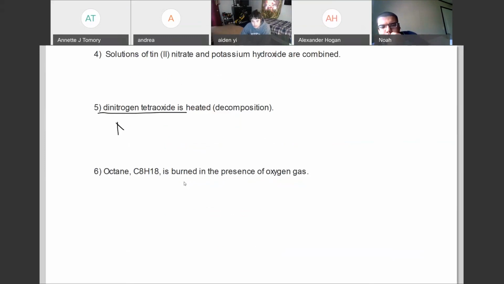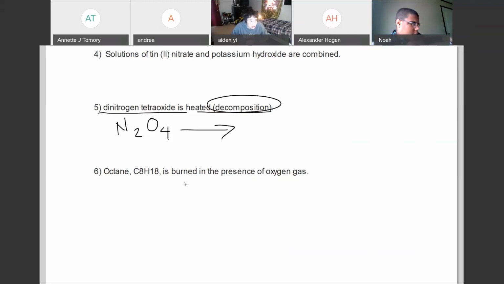How many nitrogens do I have? 2 nitrogens. Tetroxide. How many oxygens do I have? That's 4. It's heated and it says decomposition. That means it's going to decompose. What are the two elements that make up N2O4? Nitrogen and oxygen.